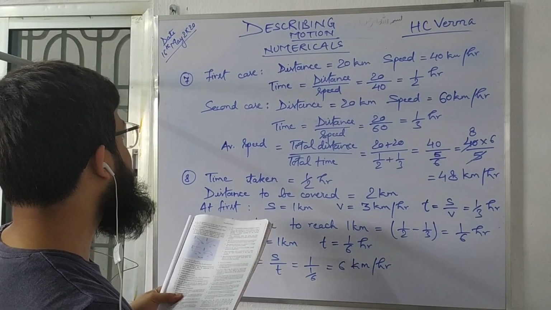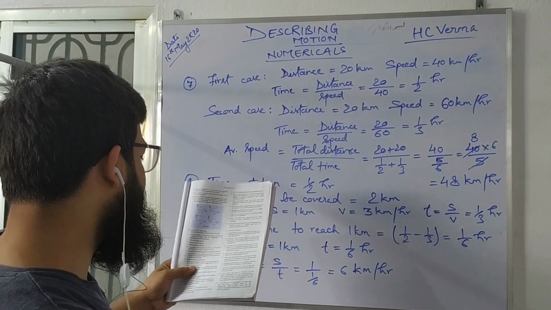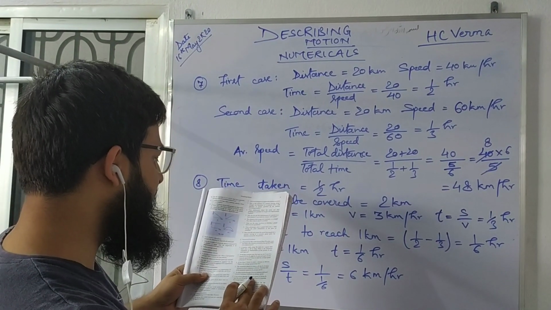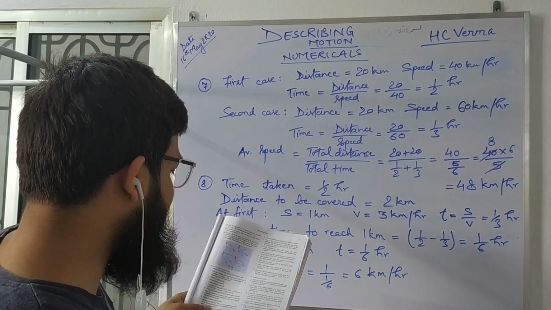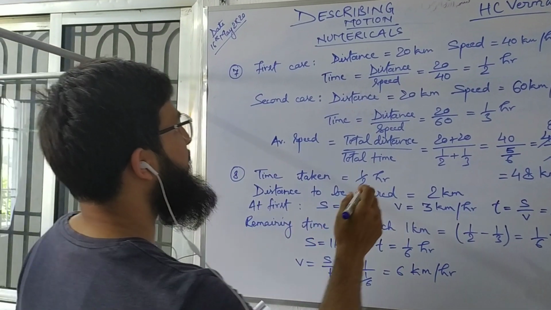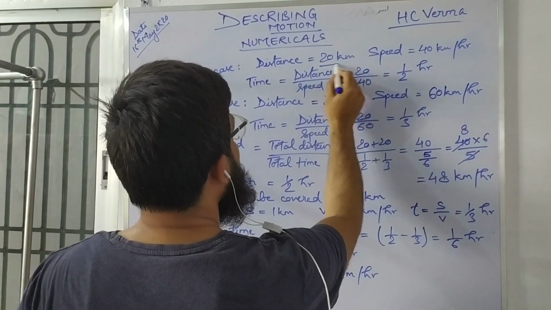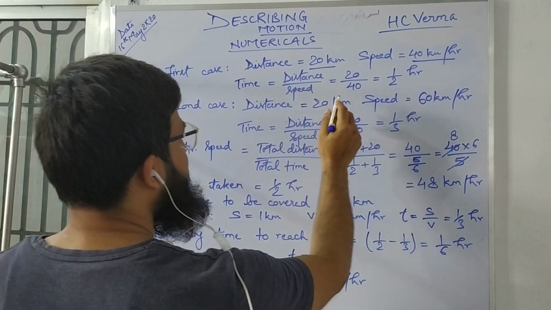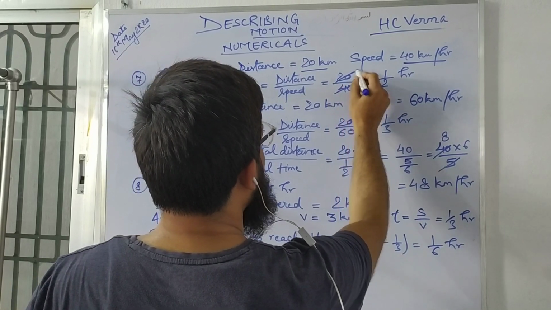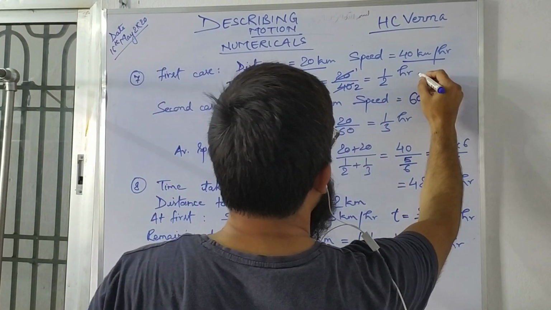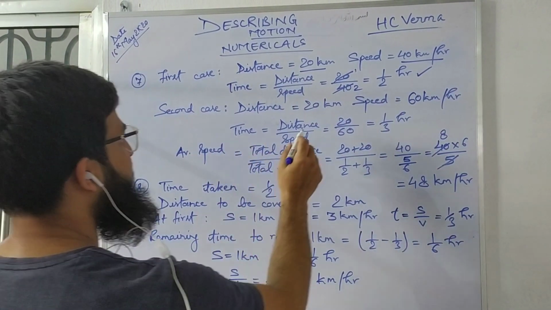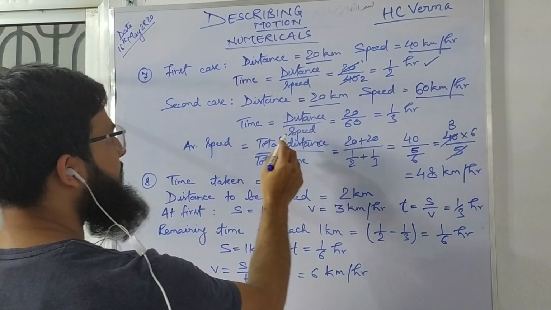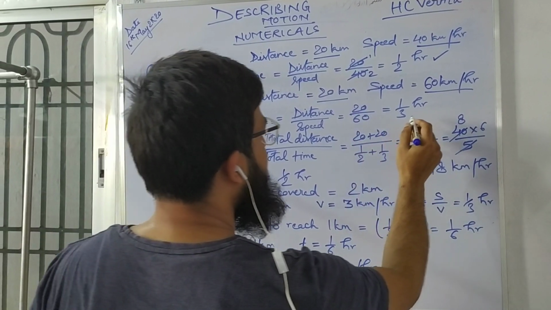Okay. Now moving to the seventh numerical. A car moves through 20 km at a speed of 40 km per hour and the next 20 km at a speed of 60 km per hour. Calculate its average speed. So in the first case, distance moved is 20 km, speed is 40 km per hour. So the time taken will be distance by speed, 20 by 40, that is 1 by 2 hour, half hour. In next case, distance moved is 20 km and speed is 60 km per hour. So the time will be distance by speed, that is 20 by 60, 1 by 3 hours.